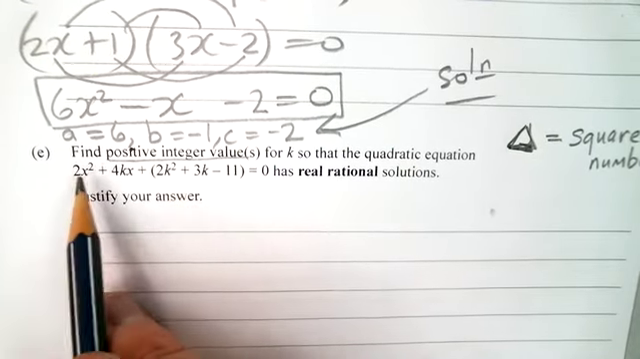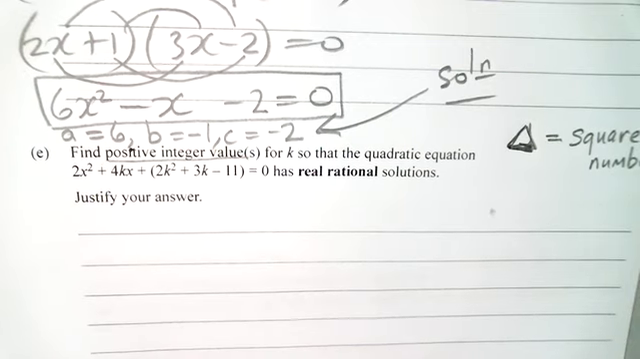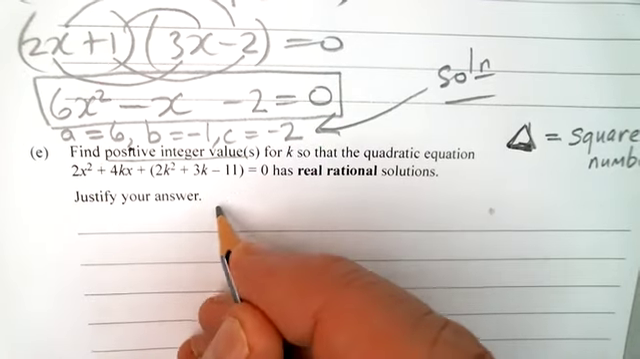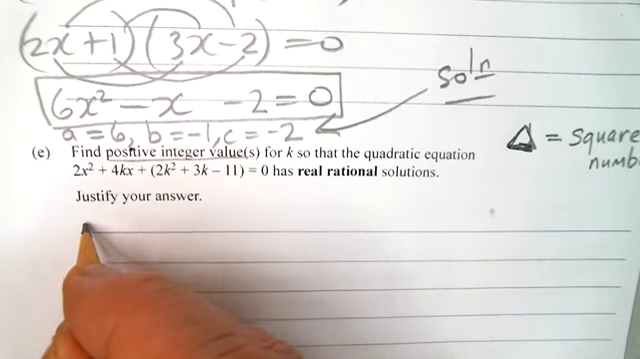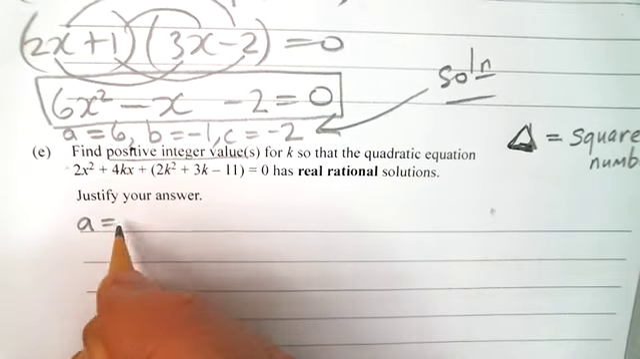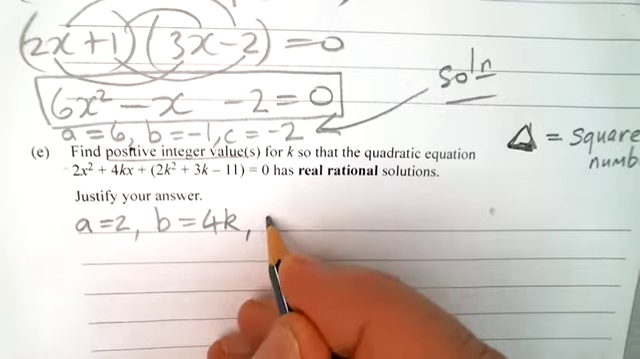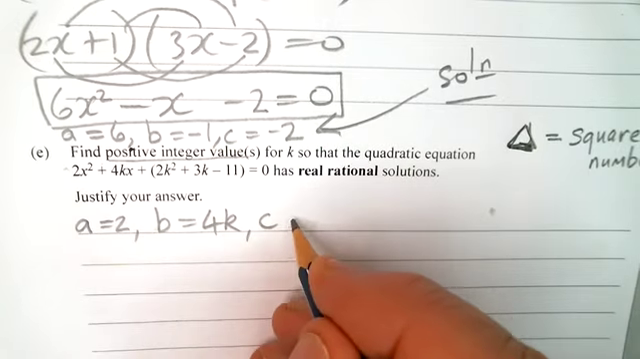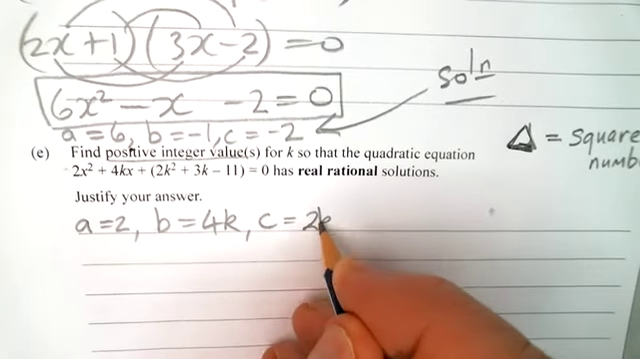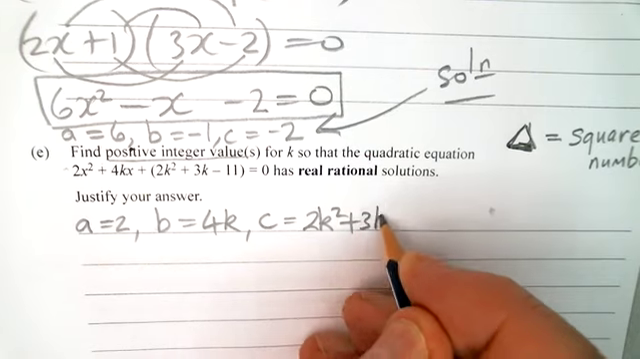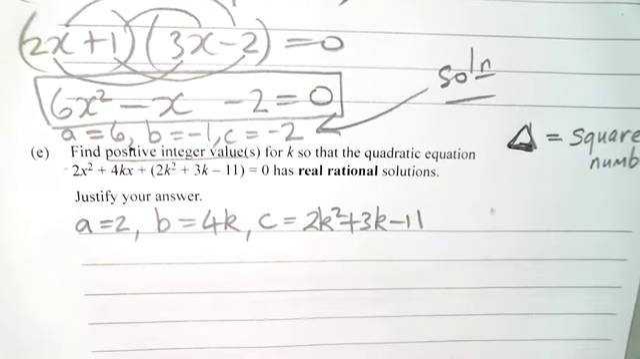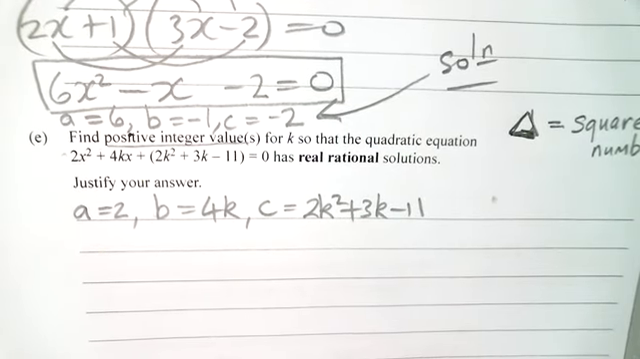We have the coefficients of this. So if we're going to use the discriminant function, we've got A. So I'll write down A. A here is going to be a 2. B here is going to be a 4K. C is going to be all of this thing here, which is 2k squared plus 3k minus 11. So we're going to put that into the discriminant.